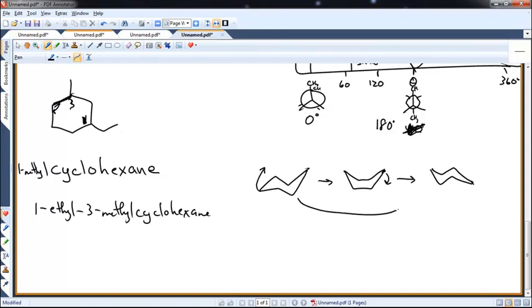We can go directly from chair to chair. We call that a chair flip. So let me label this real quick. That's a boat. This is a chair, right? By taking one up and one down at the same time, and that has a direct impact on what happens to the groups that are attached. All right, so let me make another one.